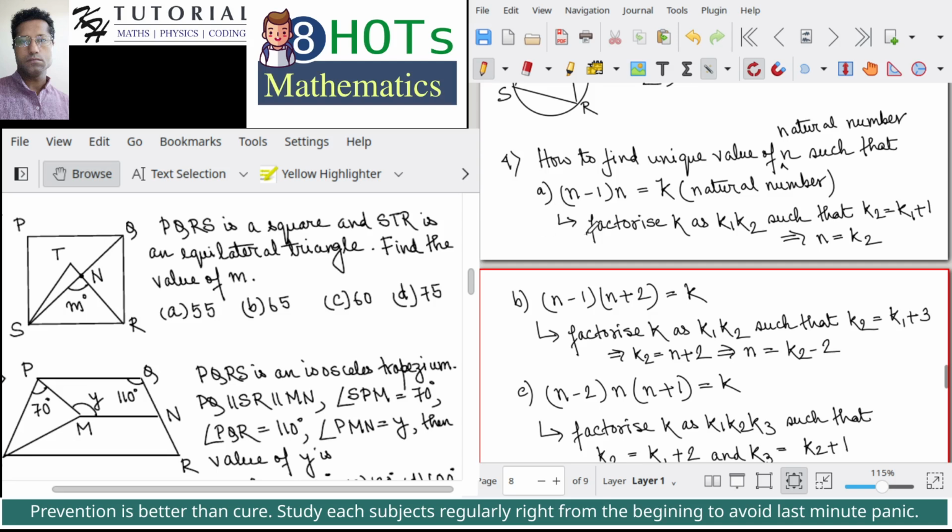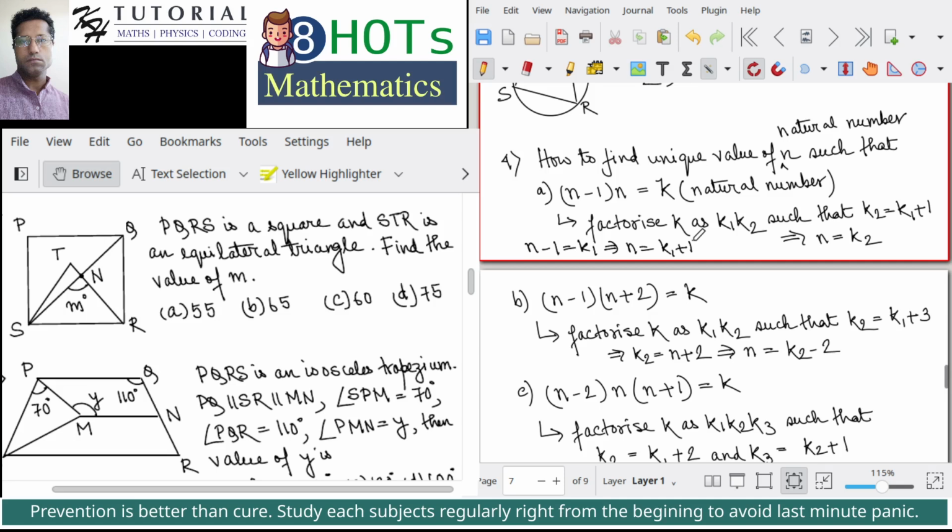Also you can say that n minus 1 will be equal to k1. This will also mean that n is equal to k1 plus 1. So n will be either k1 plus 1 or n will also be equal to k2. So from k1 and k2 you can then easily find the value of n depending on the LHS.